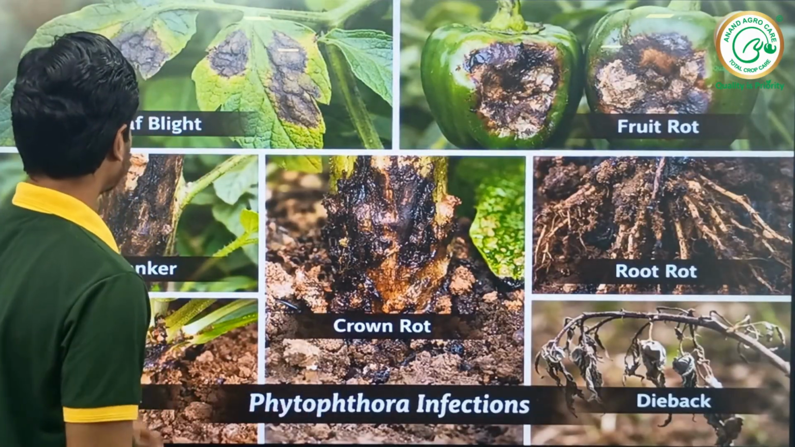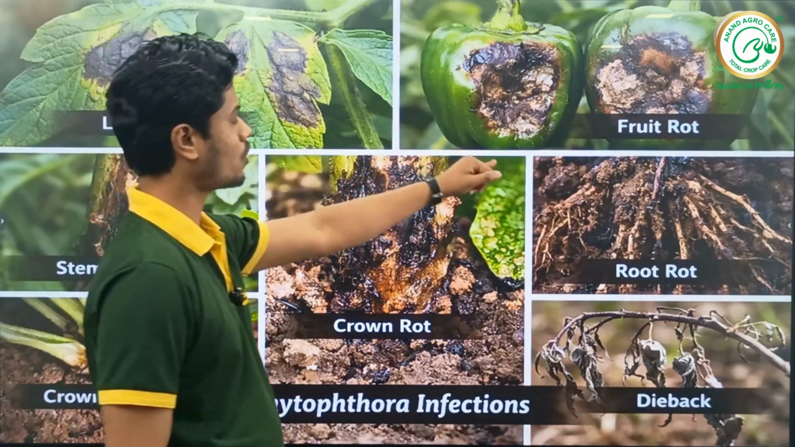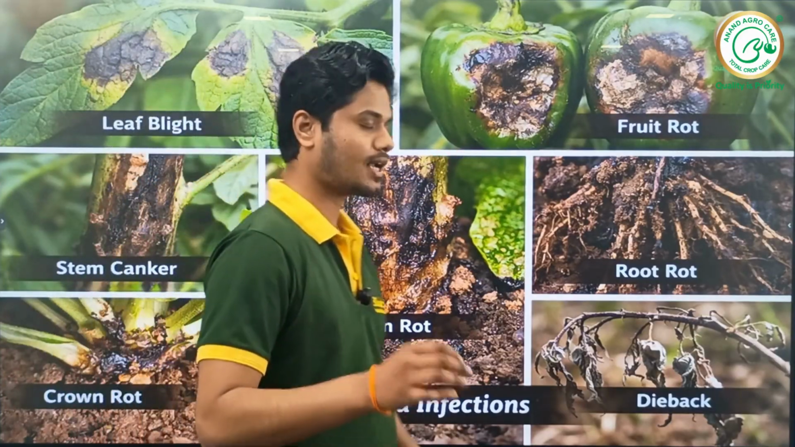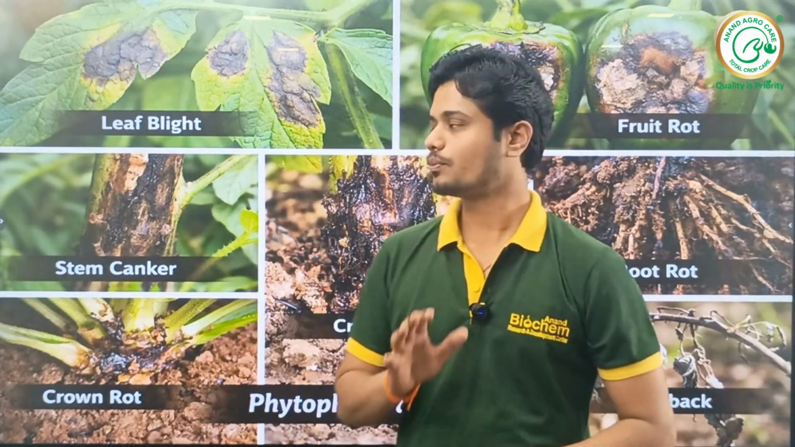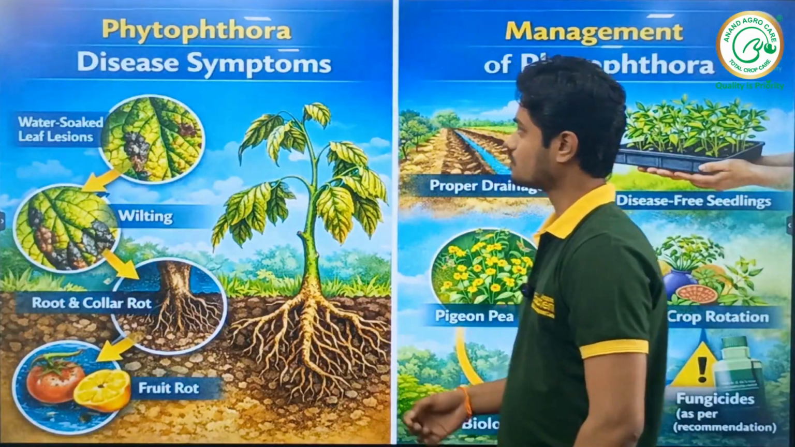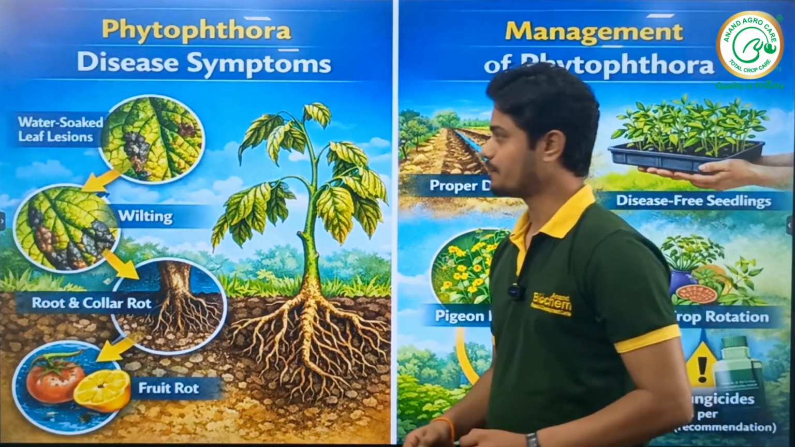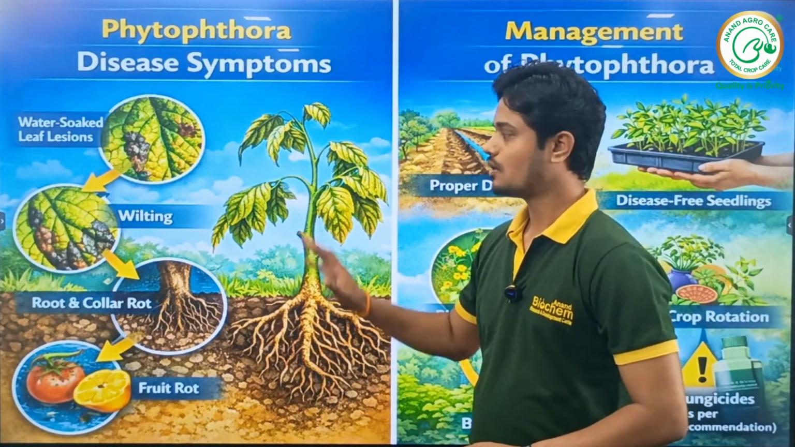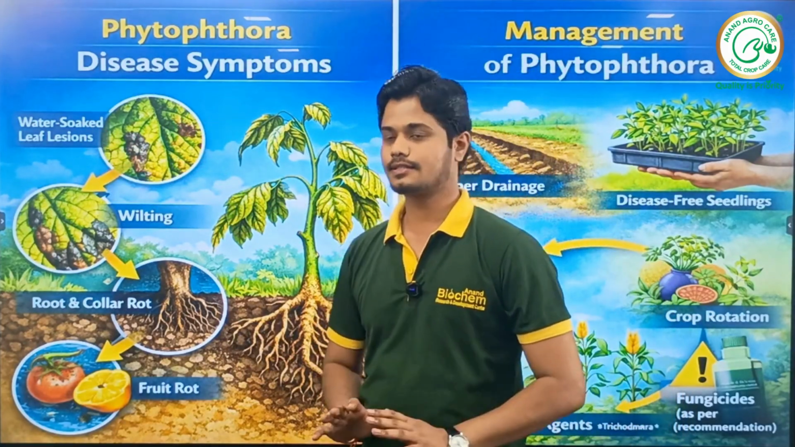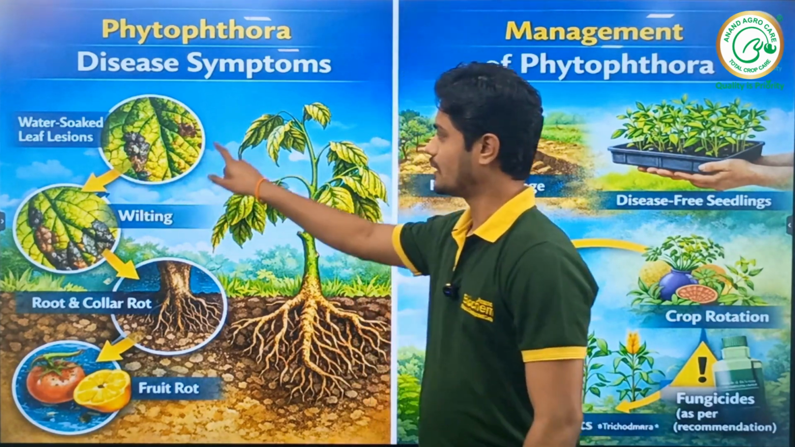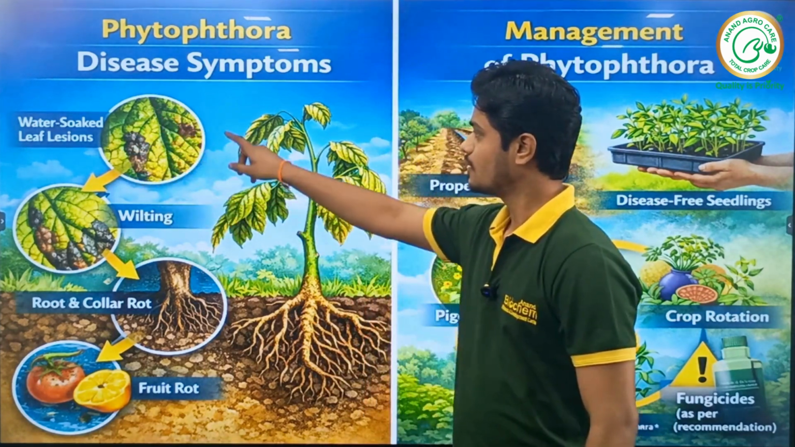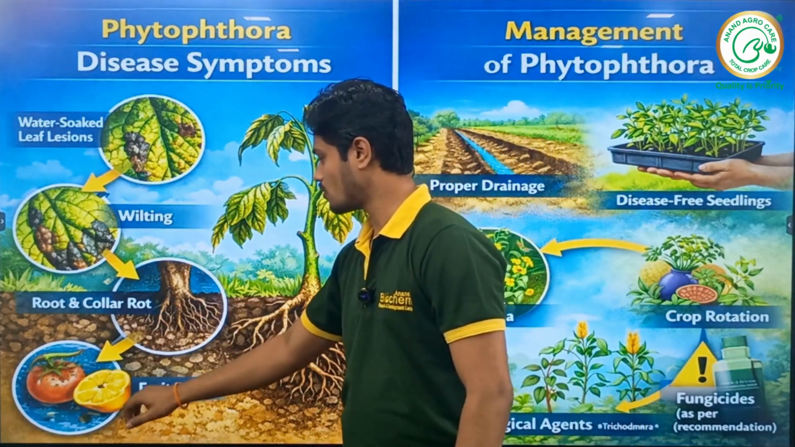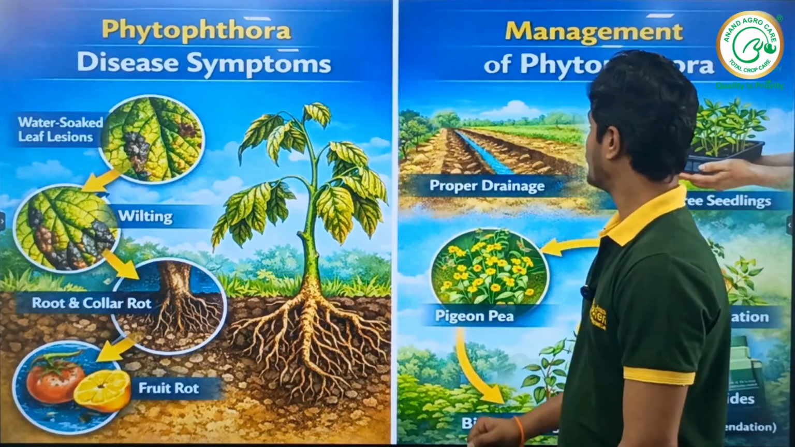The visible symptoms such as leaf blight, fruit rot, root rot, crown rot, stem canker, dieback, etc. are the infections of Phytophthora. Disease symptoms like water soaking, meaning roots cannot absorb water properly, hence these symptoms form: wilting, root and collar rot, fruit rot.